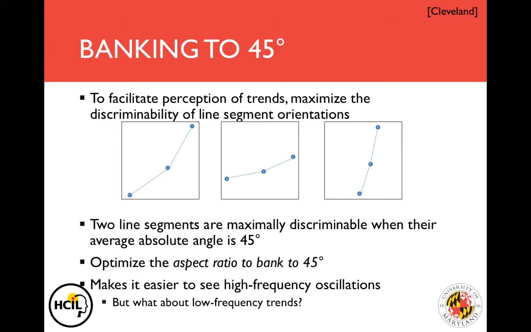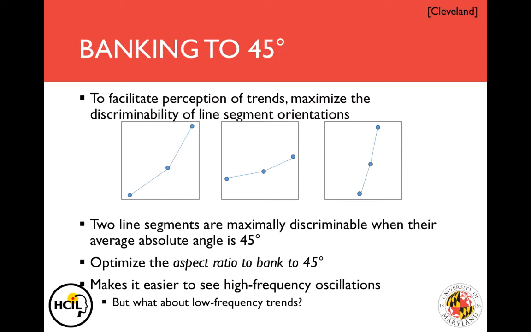But if we want to talk about visualizing and allowing people, if our task is maximizing their perception of trends in the data and discerning the angles of lines, the best thing that you want to do is get them roughly to about a 45-degree angle. So that's basically going directly from one corner to the next. If you can make that kind of the peak angle that people can see, it makes it easier for them to actually see what's going on in the data.